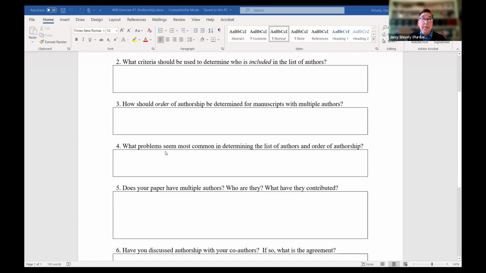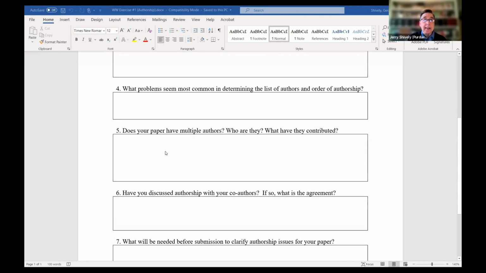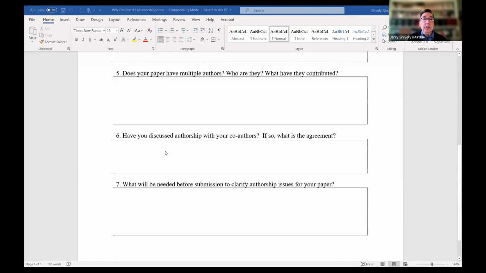And then if you're working on a particular paper right now, then I think questions 5, 6, and 7 are really essential for you to work on. First, does your paper have multiple authors? If so, who are they? What have they contributed? Have you discussed authorship with your co-authors? If so, what kinds of agreements have you reached?